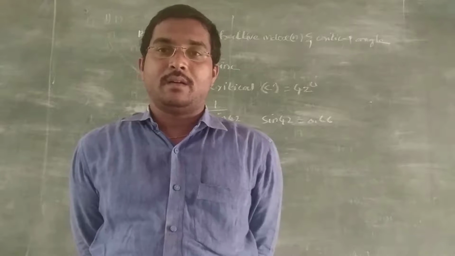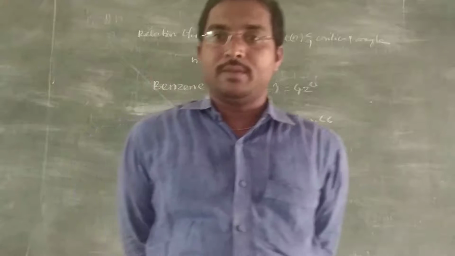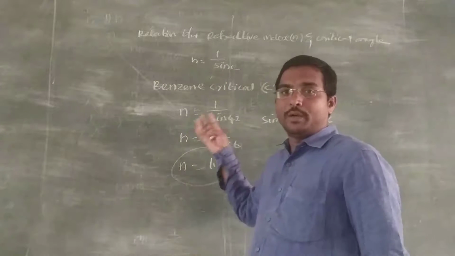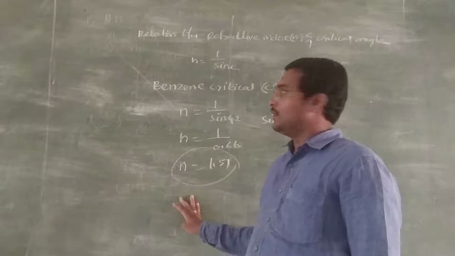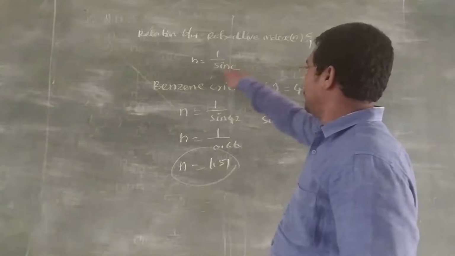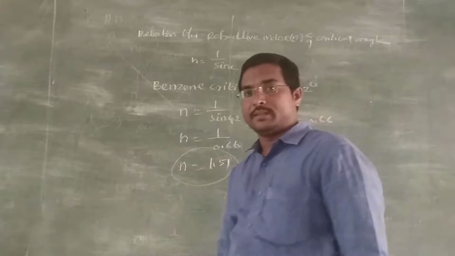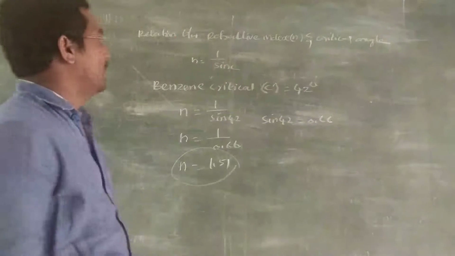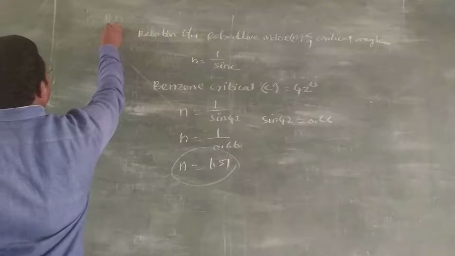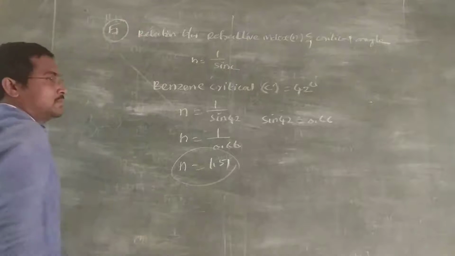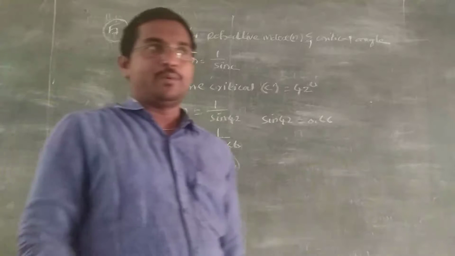Refractive index, critical angle of benzene. So these two values should be noted. Just as a proof I am showing you how it comes. It is in the question itself: benzene critical angle 42 degree. You have to remember like this. Okay, this is the fifth problem in the textbook. Note down.